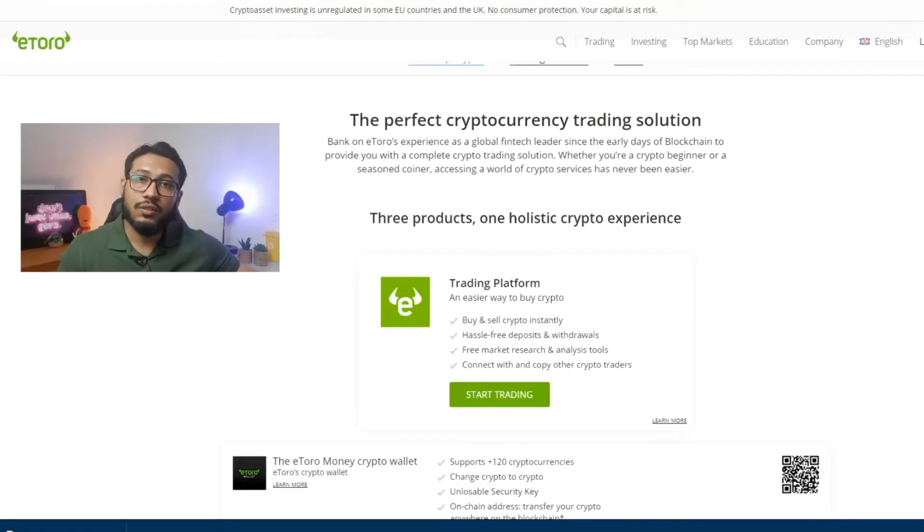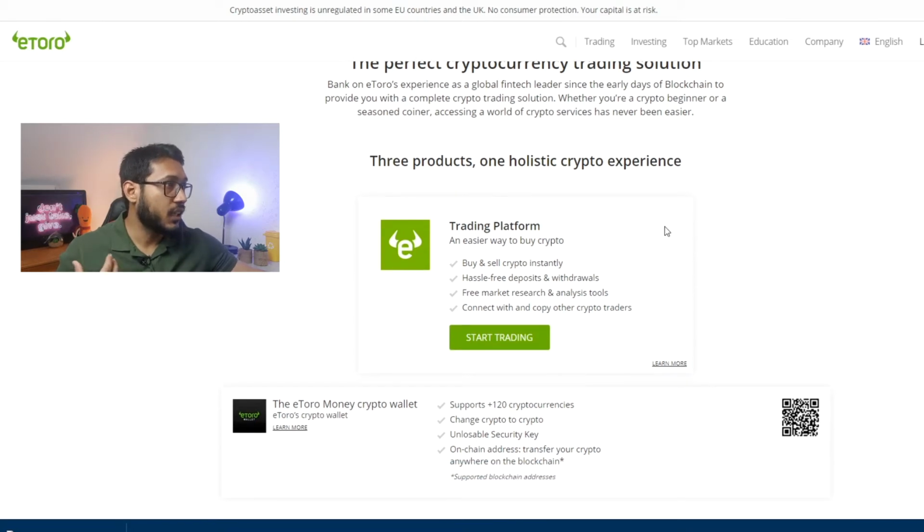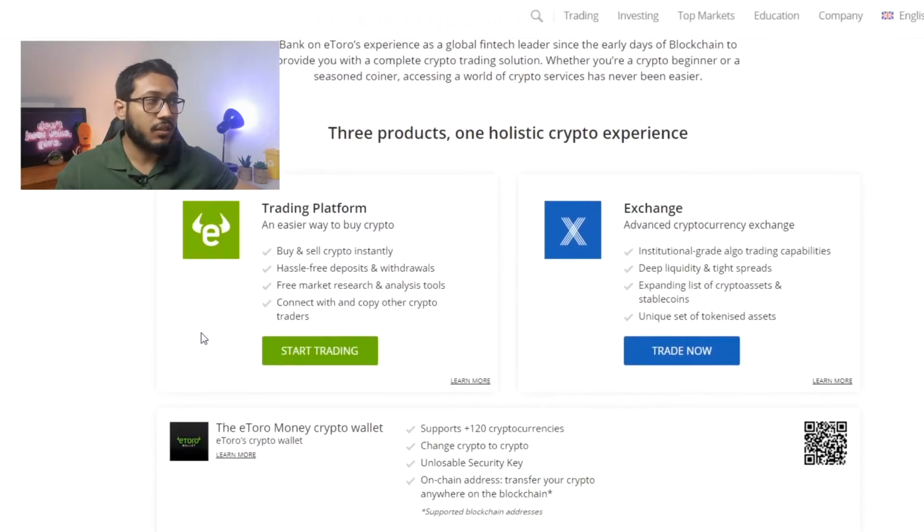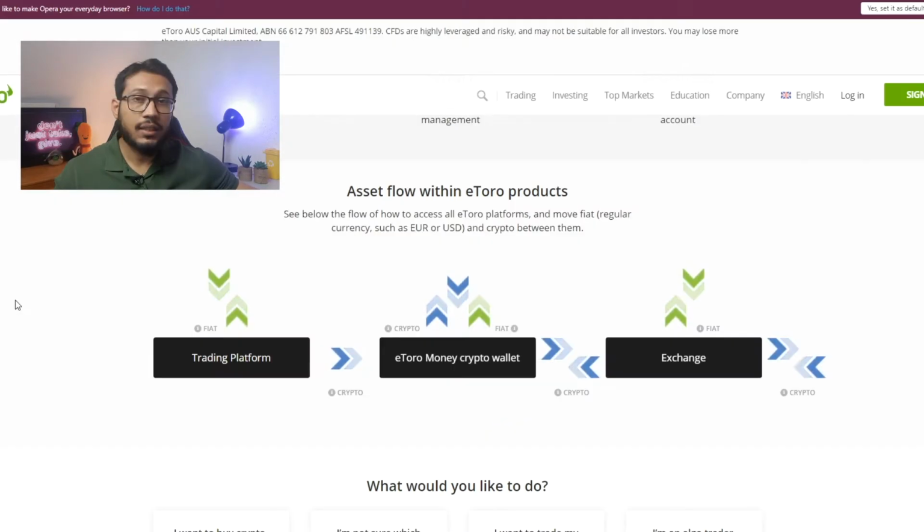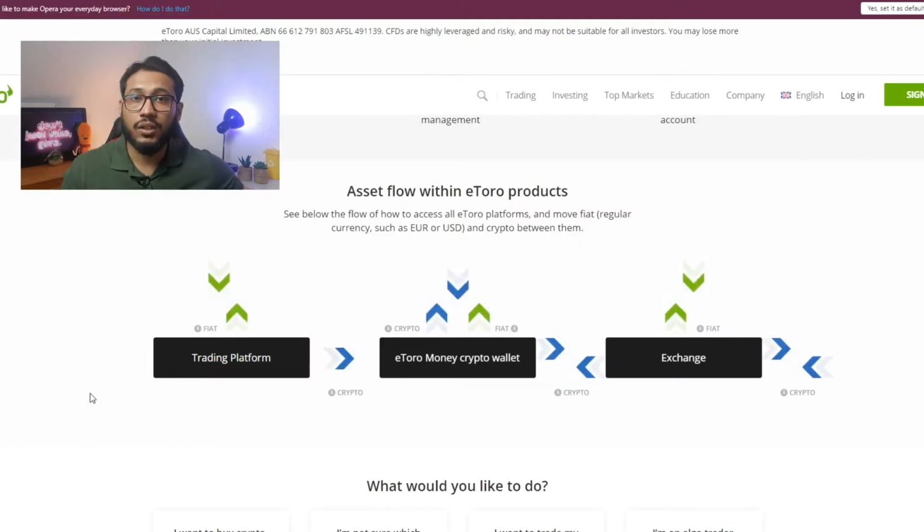If you go to their official website, you can have a look at the services. They say they have 3 products. However, I cannot see the third product as I'm in Germany and it's not available in Germany. But if you are in another country where it's supported, you can see the 3 different products: the trading platform, the exchange, and the eToro money wallet. The asset flow within eToro products can be seen.